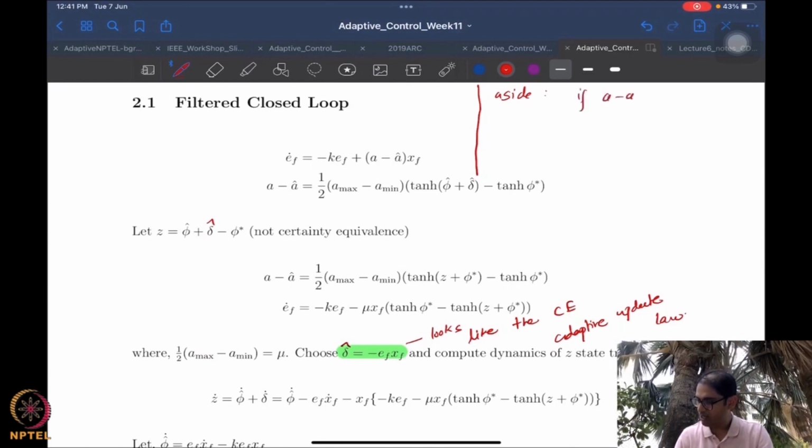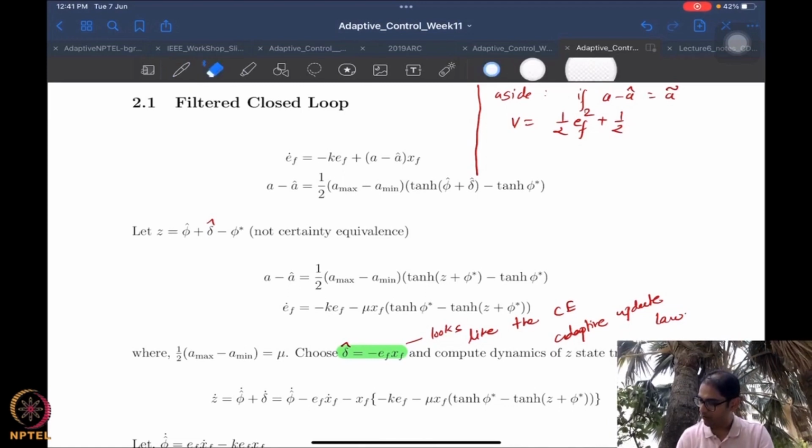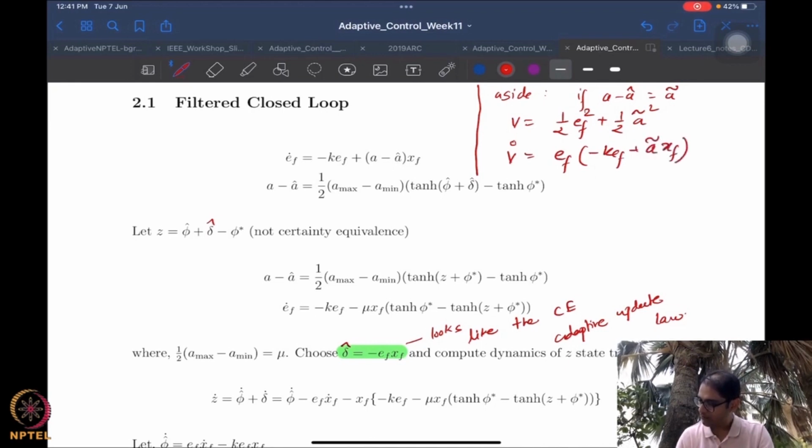If A minus A hat is say A tilde, and I take my V as half EF square plus half A tilde square, well, actually I don't need a gamma. So V dot will be EF dot, which is minus AEF plus A tilde XF, minus A tilde A hat dot. So if you wanted to choose A hat dot here, what would you do? A hat dot will be EF times XF.